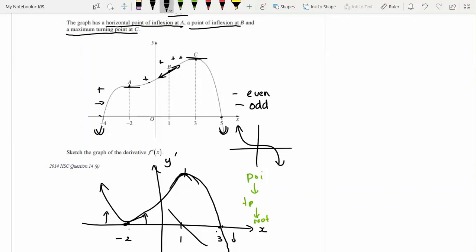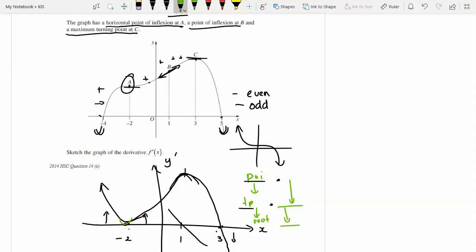And why is this important for the point A as well? Well, if we have a look, A was both a point of inflection and a turning point. So if we imagine it was here and here, then it gets bumped down on both levels. It is now a turning point and a root, which makes sense. Here we have a turning point as well as a root.